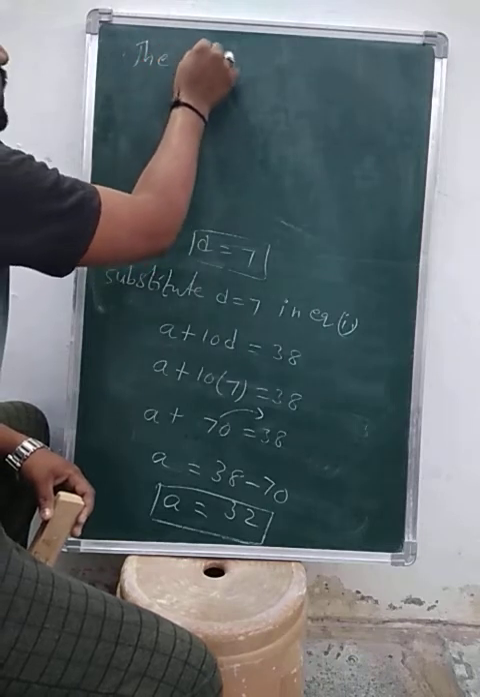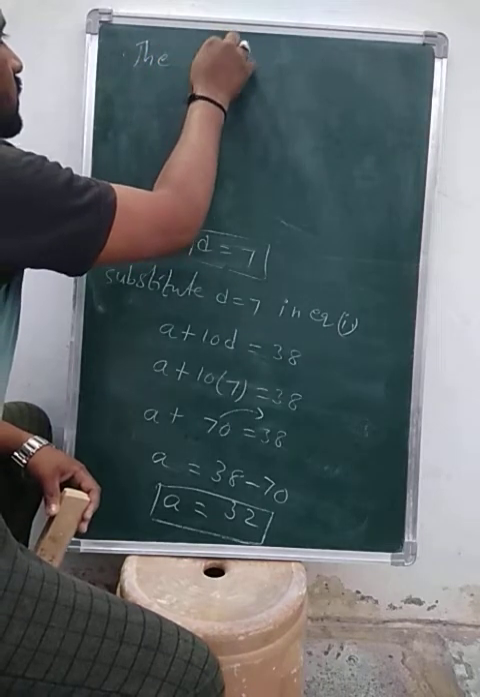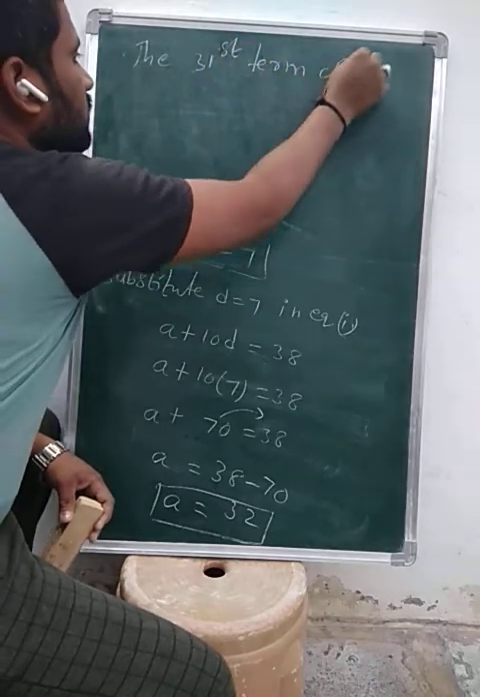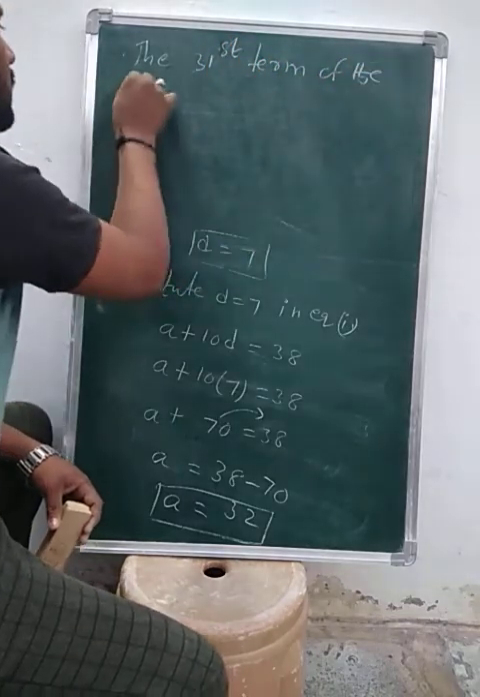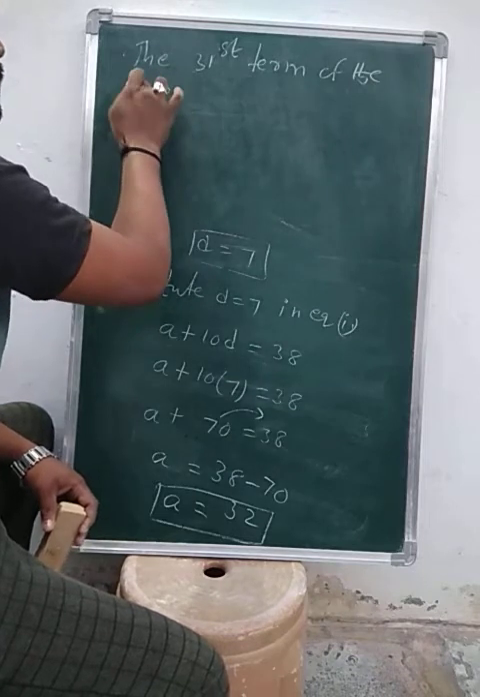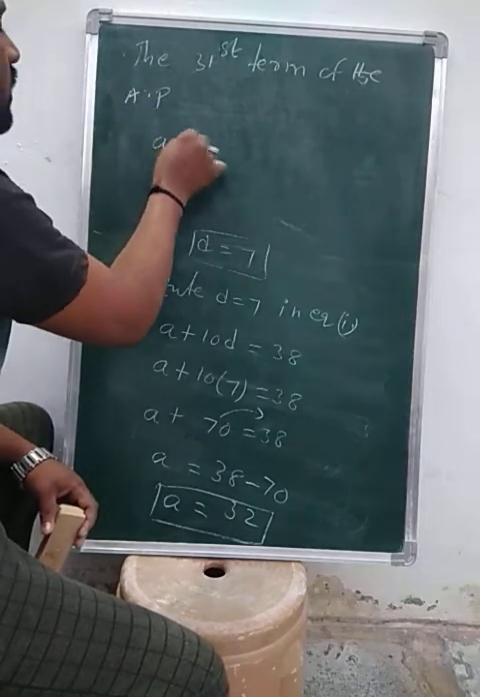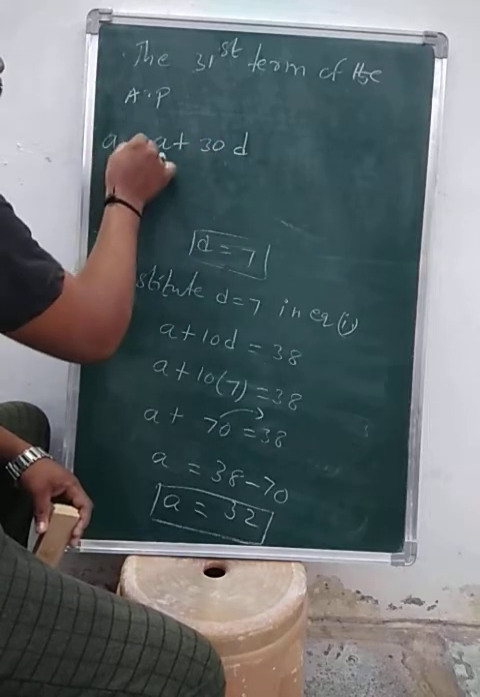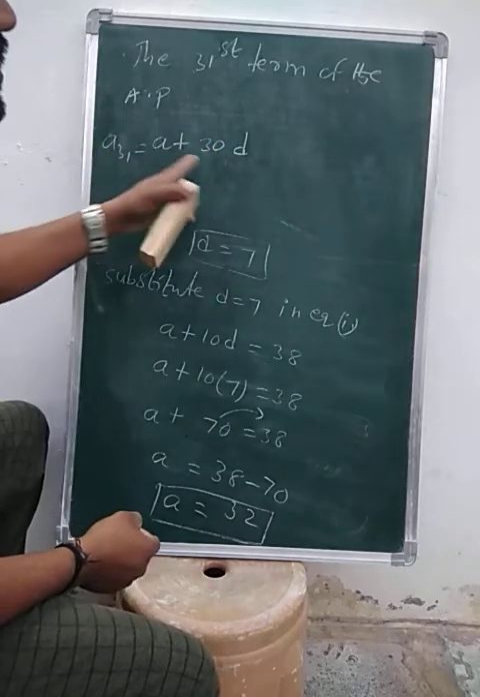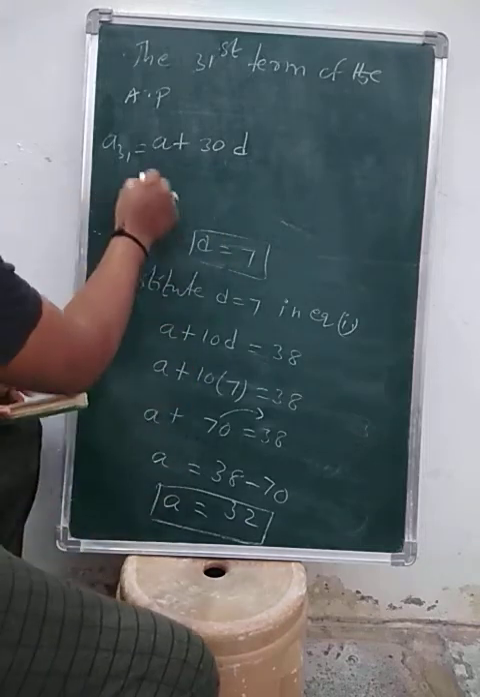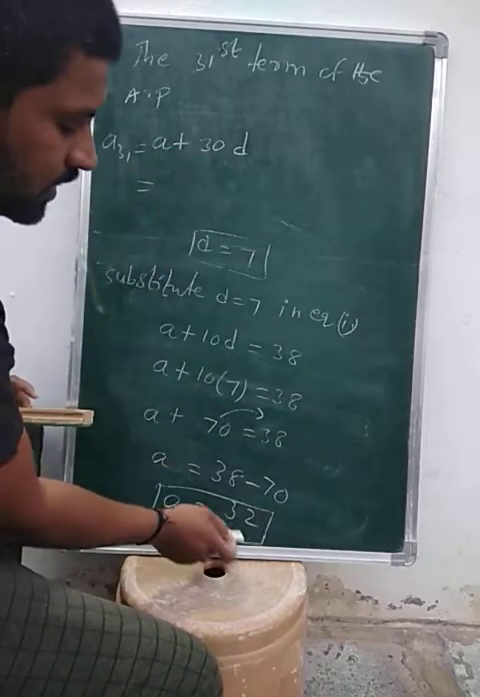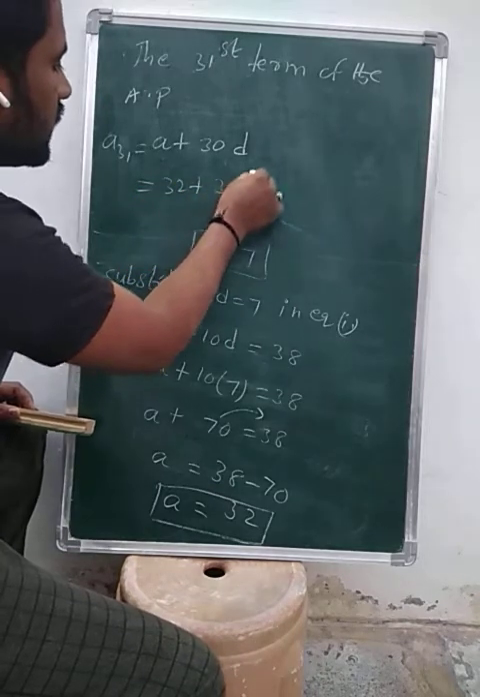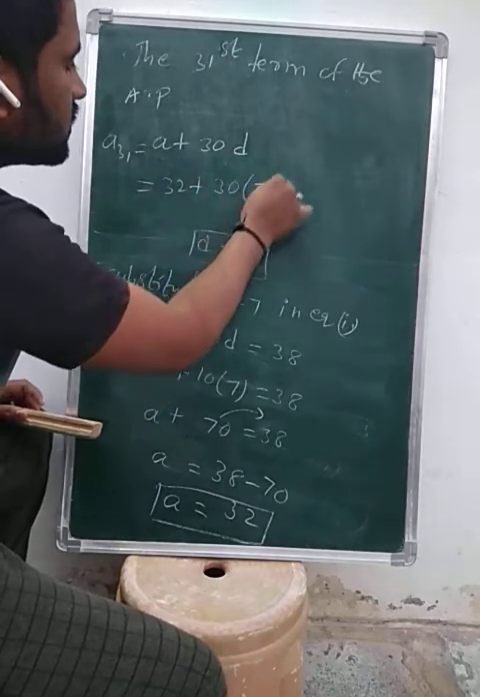Therefore, the 31st term of the AP means A plus 30D. Now A31 is equal to A plus 30D. So the value of A is minus 32 plus 30 into the value of D, which is 7.